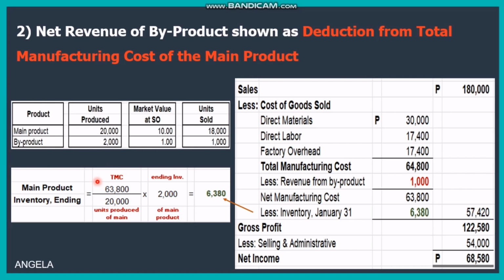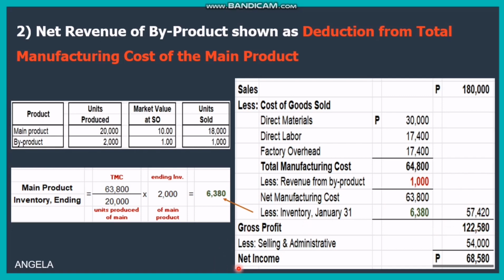Execute na lang natin yung formula. 63,800 divided by 20,000 times 2,000, meron tayong ending inventory for the main product na 6,380. Ililess na natin yon sa net manufacturing cost para makapag-arrive tayo sa cost of goods sold na 57,420. Para makuha po yung gross profit, sales less cost of goods sold, 180,000 minus 57,420, meron tayong gross profit na 122,580.